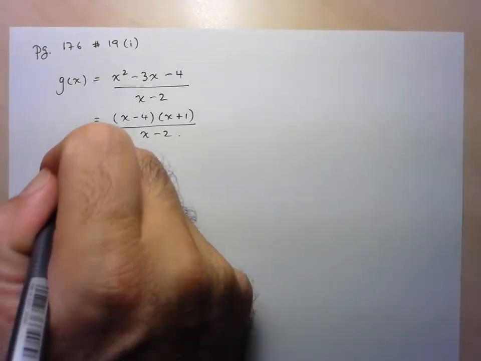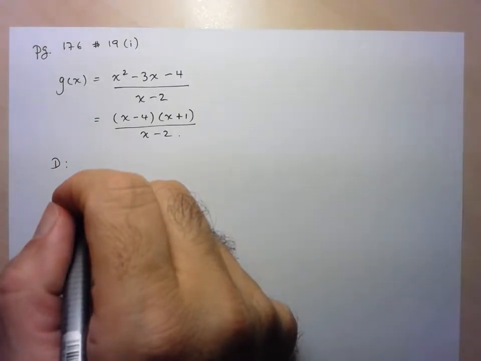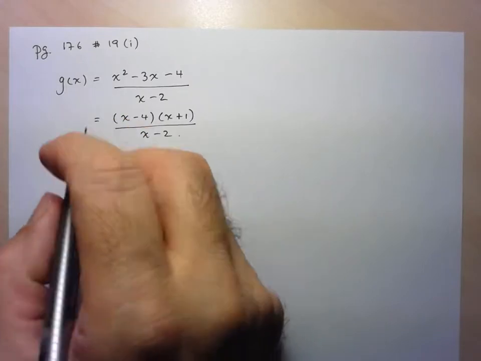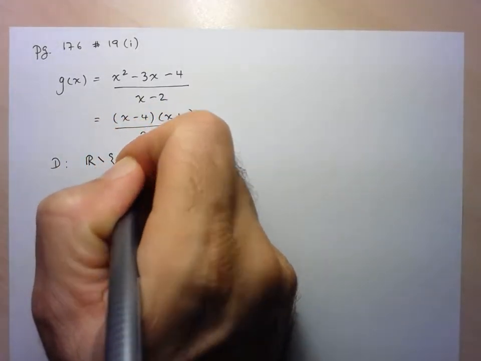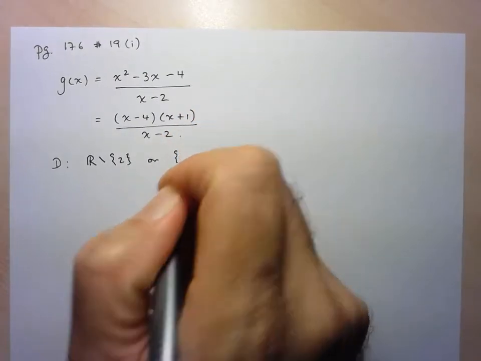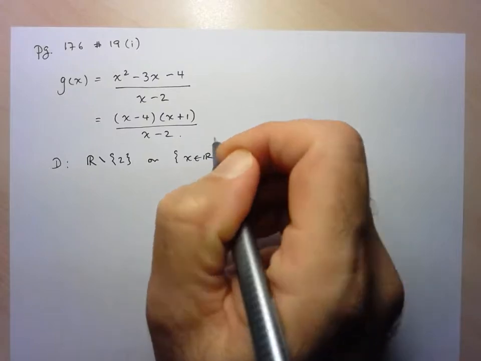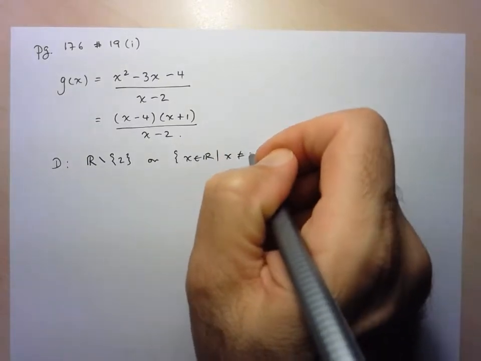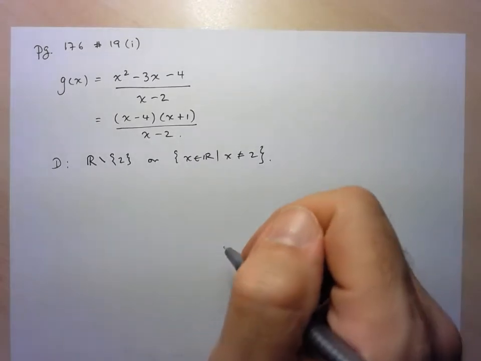So let's start by stating our domain. The only x value that causes a problem is what makes the denominator 0. So our domain is all real numbers except the number 2. Or of course I can also do this in set notation, which would be x in R such that x is not equal to 2. Okay, so two different ways of doing it. Could even do it in interval notation, that's fine.